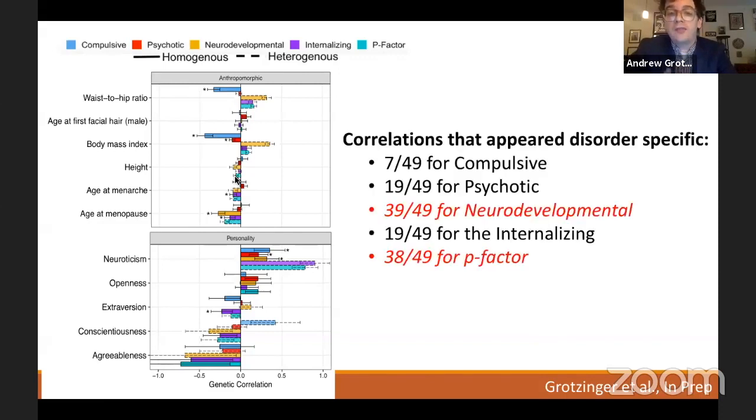Overall, if we look at the ratio of genetic correlations that were estimated to be highly heterogeneous or not, we see that the compulsive, psychotic, and internalizing disorders factors do a pretty good job of describing the relationships between the individual disorders and these external traits. But for the neurodevelopmental and P factor, we see that most of the relationships are actually obscured by the factor. And so I'm showing those in red because they don't really seem to pass this litmus test as far as the utility of these factors.